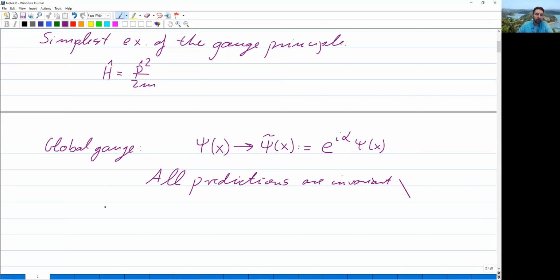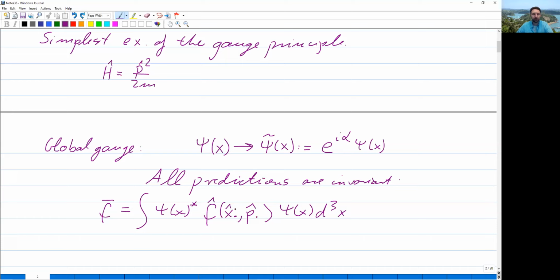How do we see that? Well, if we calculate a prediction such as f bar, then how do we do that? Well, it's psi of x star, and then f hat. The observable is some polynomial in the x hat and the p hat operators. And since we have them act on position wave functions, we should be consistent here with the notation and put a dot there. Remember, that's the shorthand notation for the action of the momentum operator on position wave functions. This is the action of the position operator on position wave functions.